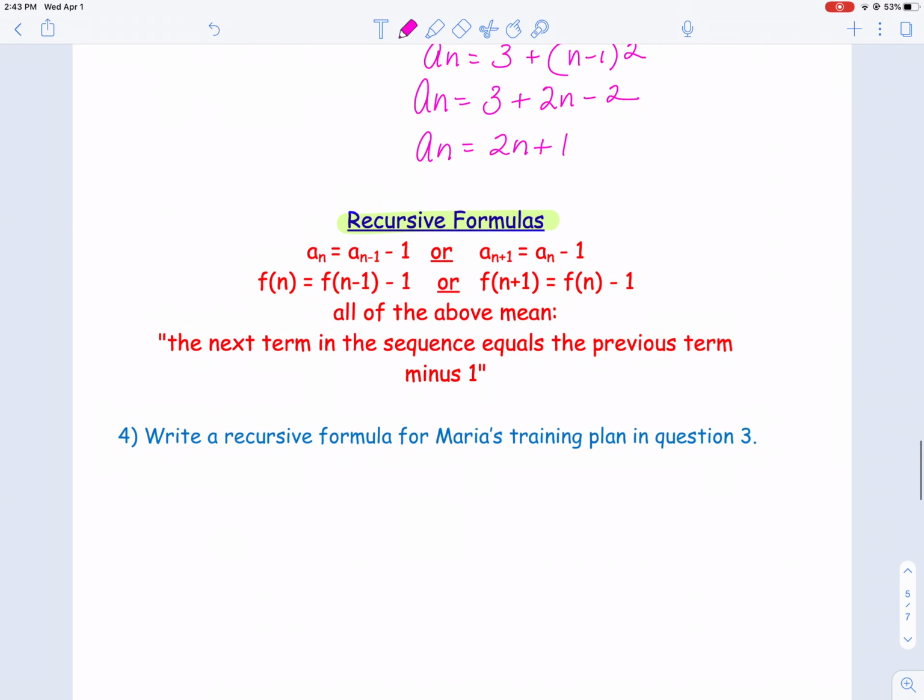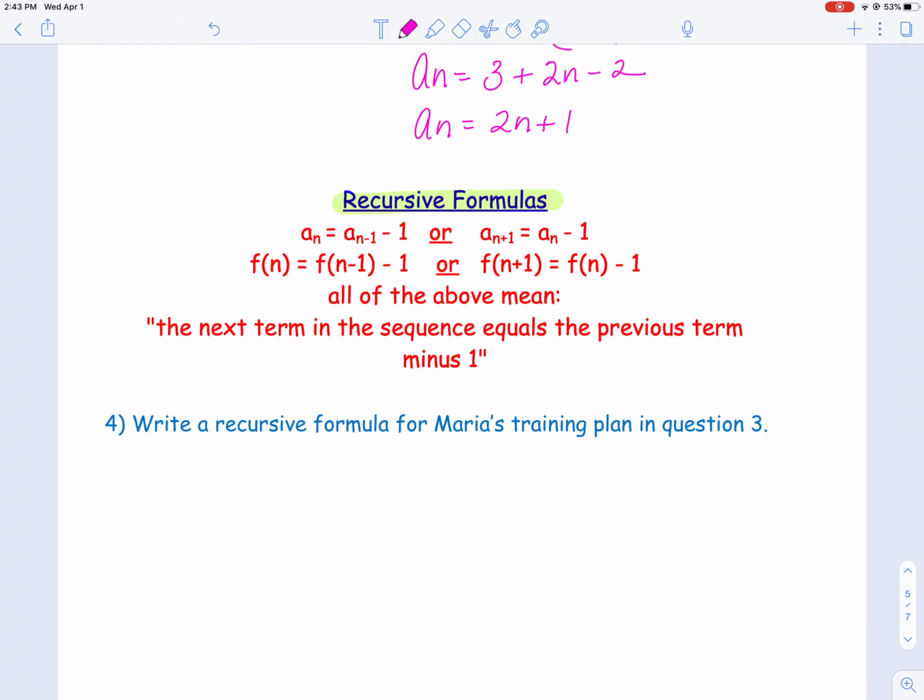Okay, so literally this is how it's written. It's a little bit confusing. Don't let it confuse you. When they say a sub n equals a sub n minus 1 minus 1, all this means is to get to the next term, this whole thing, a sub n minus 1, it just means take the previous term and subtract 1.